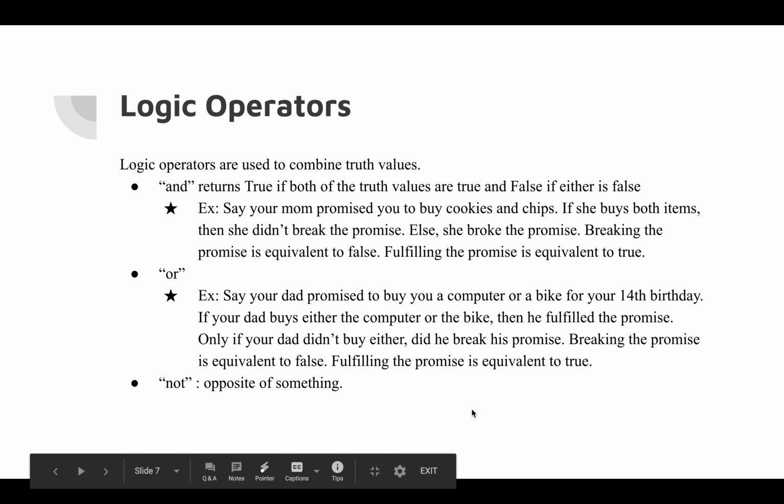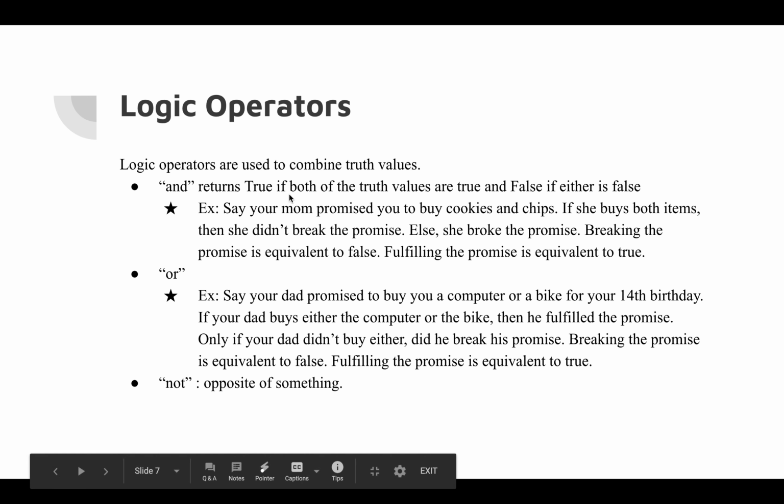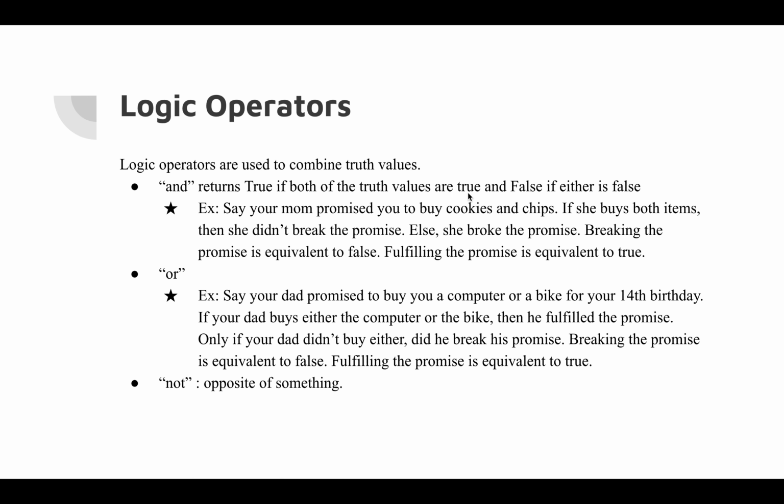So logic operators are used to combine truth values. Truth values are also known in other languages as Boolean values. Although Boolean is not a type that you see in Python that often, it's still good to know what it is. And then we'll start out with the AND operator, which returns true only if both of the Boolean values or truth values are true. And it will return false if any of the truth values that it compares is false.